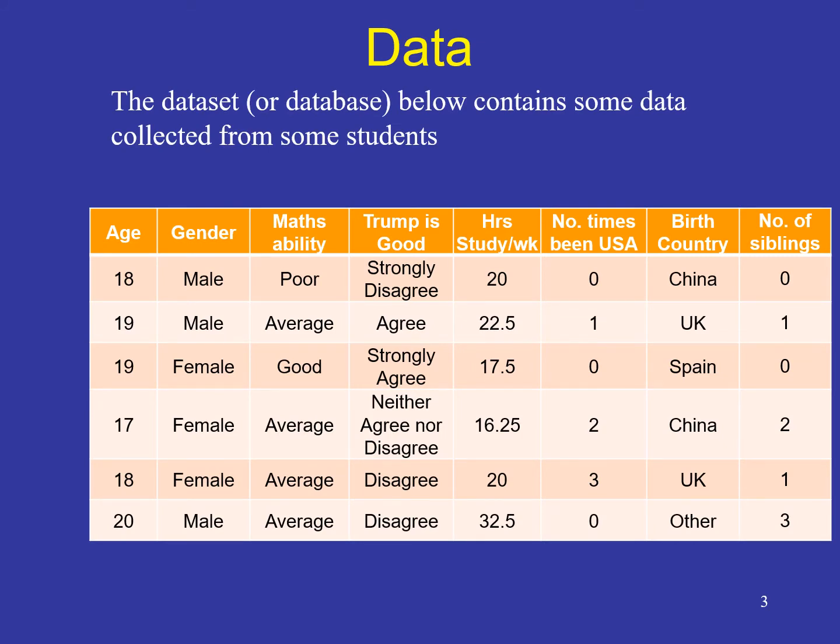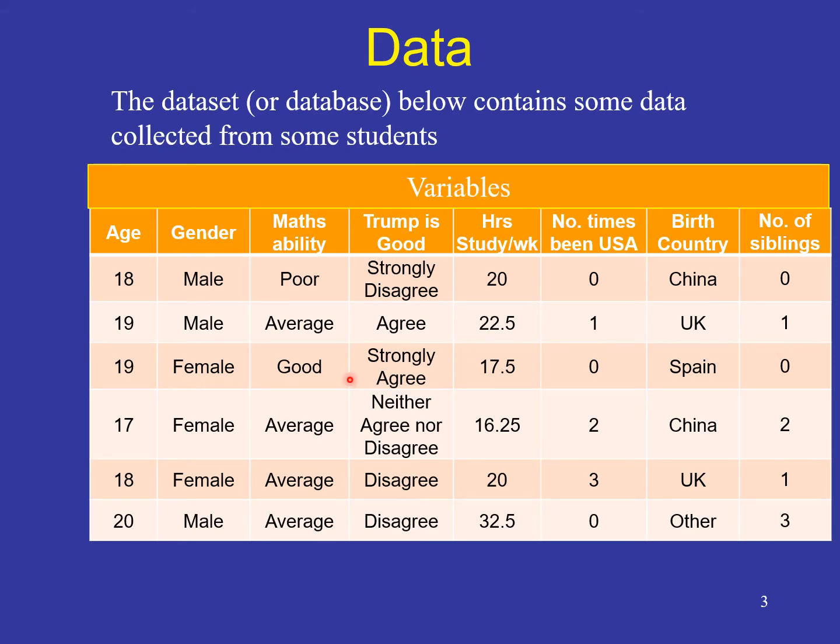So here's an example of some data collected about students. We can see that they were asked their age, their gender, how good they were at maths, etc. Now all of these questions, all of the things asked, are called the variables. So in this example there are 8 variables. Now the people asked, the students, are called the cases. So in this case there were 6 cases.